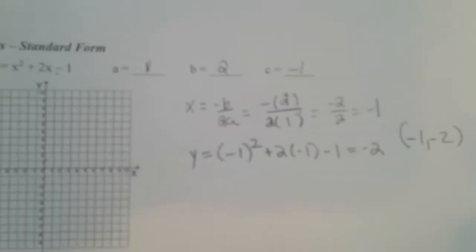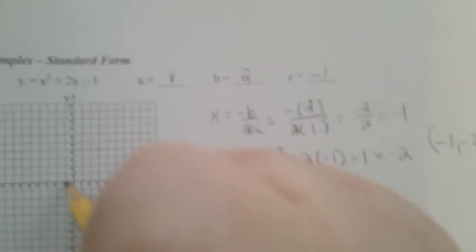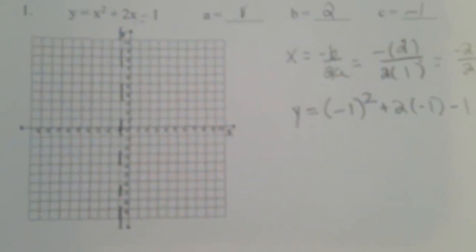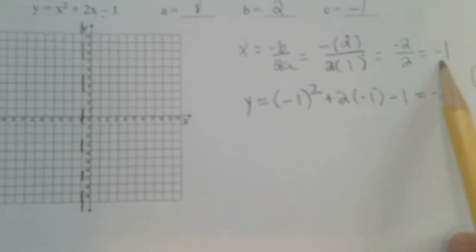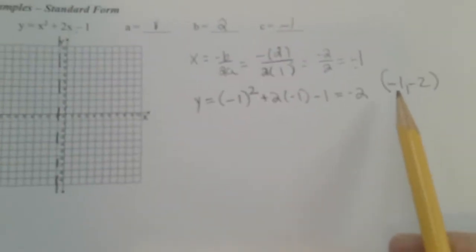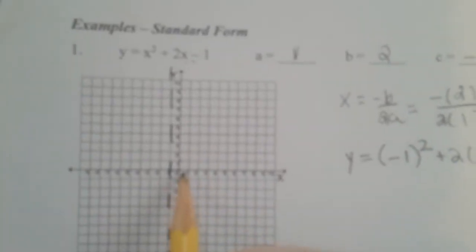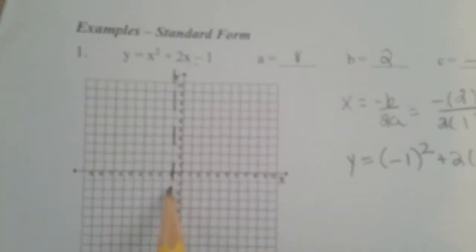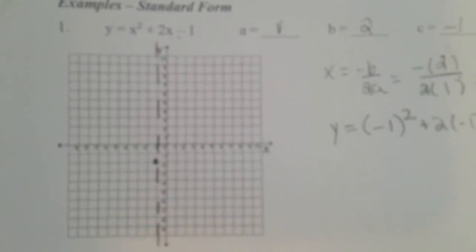Okay, where x is -1, that's going to be right here. X equals a number is a vertical line. So what I'm going to do is draw a vertical line at x equals -1. That's our axis of symmetry. It's always a vertical line at whatever this x value is. So this point, the vertex, -1, -2, will lie on this graph. Here's my vertex. Okay, so now I'm going to find some other points.